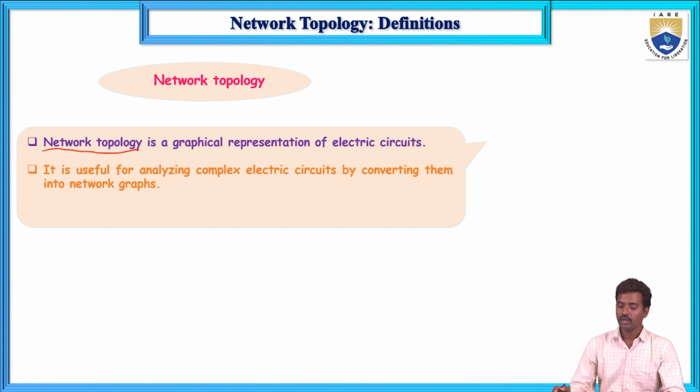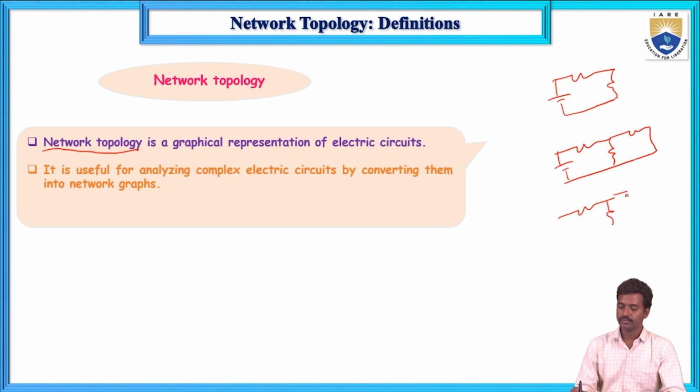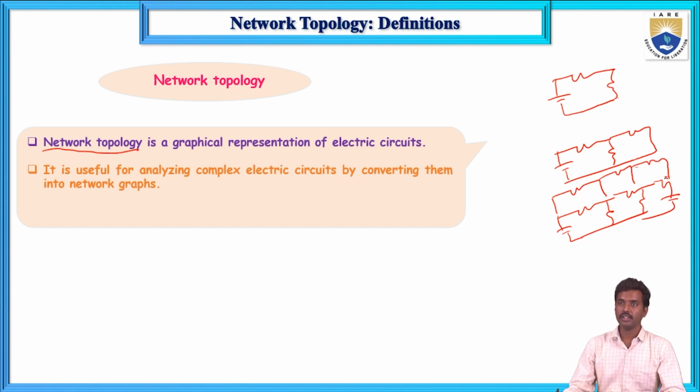Now here, this is a simple loop circuit. This is one circuit, a simple circuit. Now here we have a two loop circuit, and this is a three loop circuit. Again a fourth loop circuit, fifth loop circuit, and sixth loop circuit. The complexity is increasing.